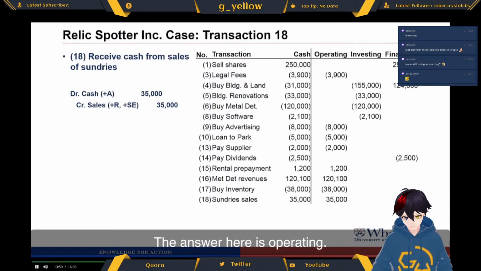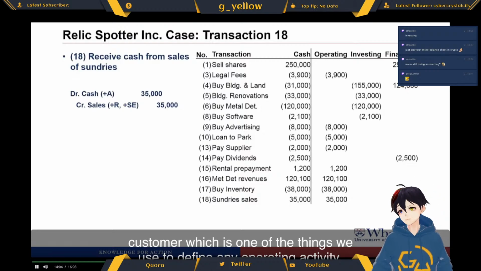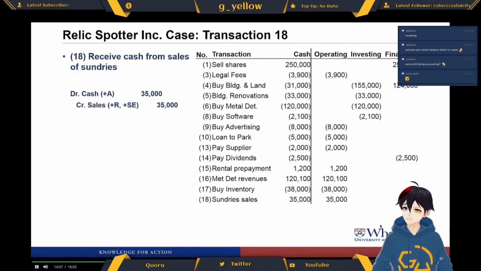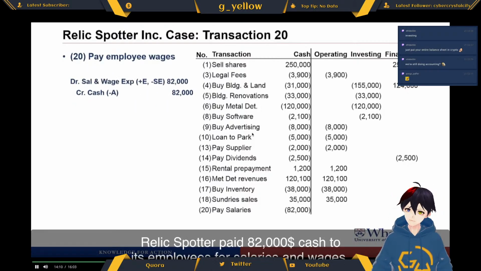The answer here is operating. Again, this is a cash collection from customers, which is one of the things we use to define an operating activity. Finally, transaction 20.